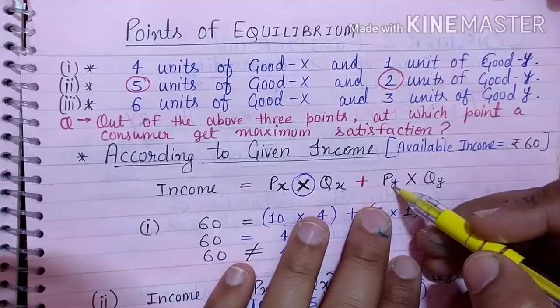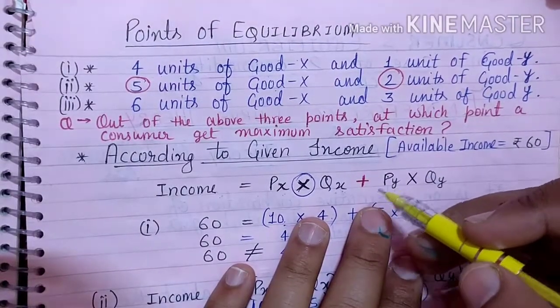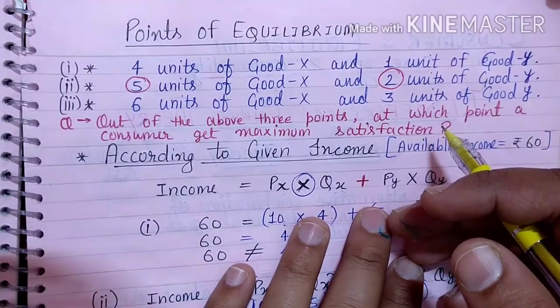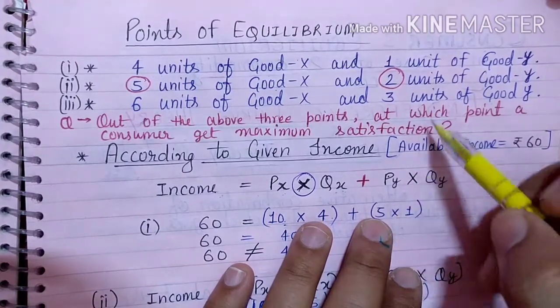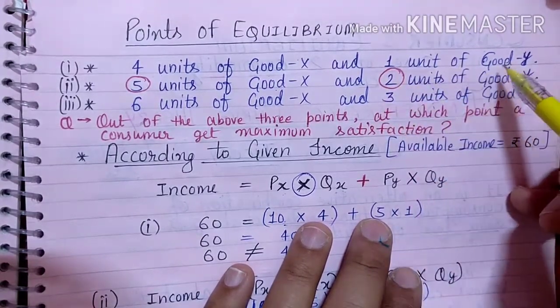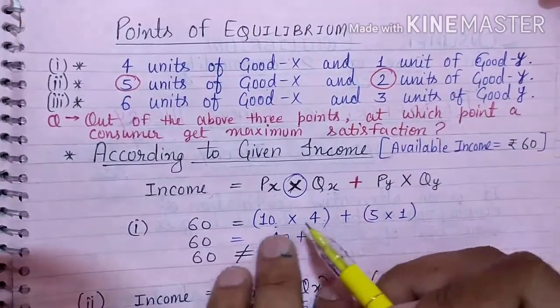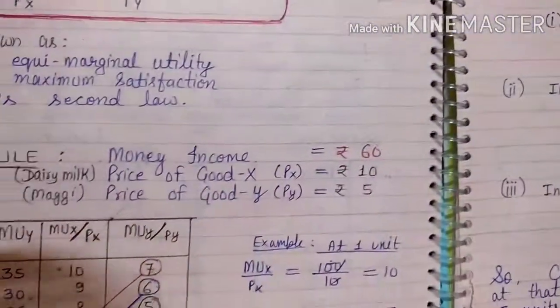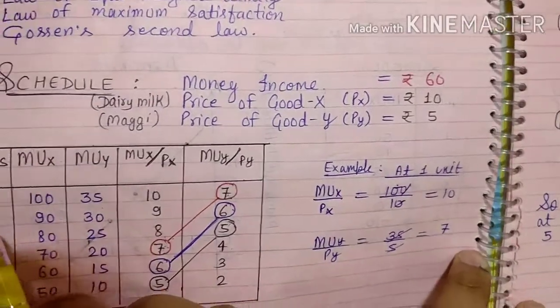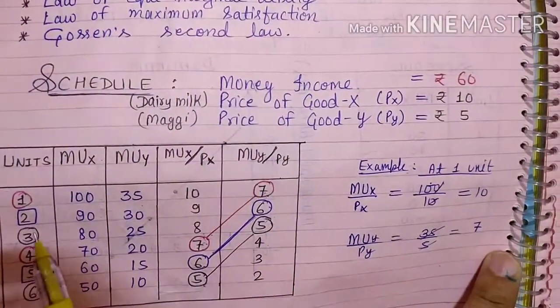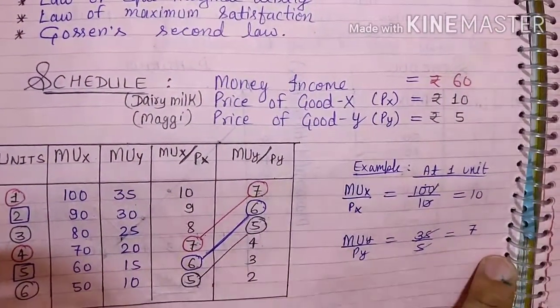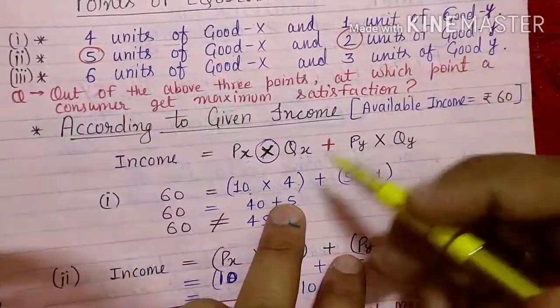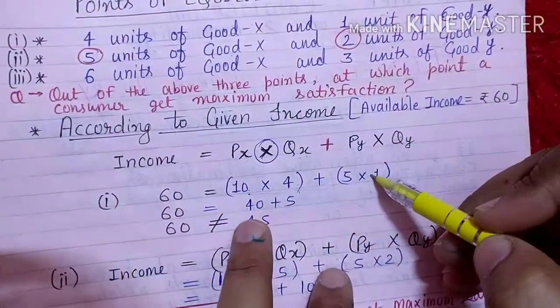Plus PY. What is the price of good Y? We have learned earlier that it is the packet of Maggi. How many rupees? 5. So 5. How many units of quantity Y? Good Y? 1. So 10 into 4 and 5 into 1. See, just as we have seen, 1 unit of good Y and 4 units of good X. So the same thing we have applied here: quantity X 4 and quantity Y 1.